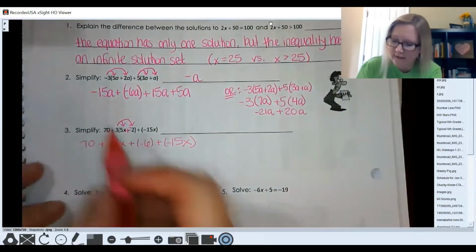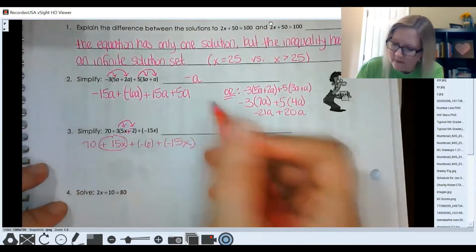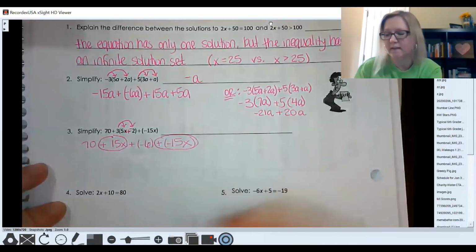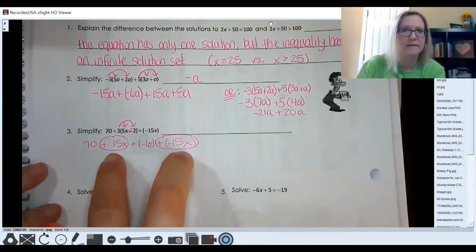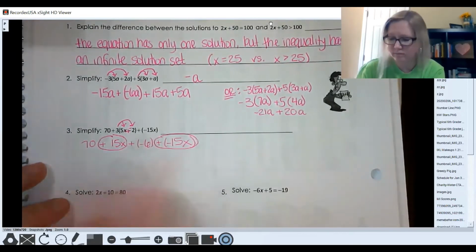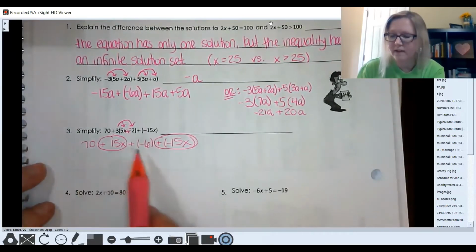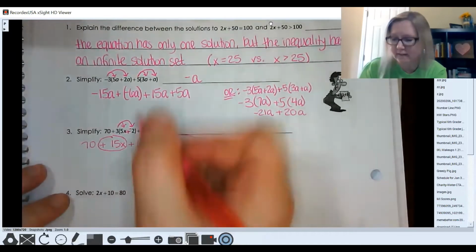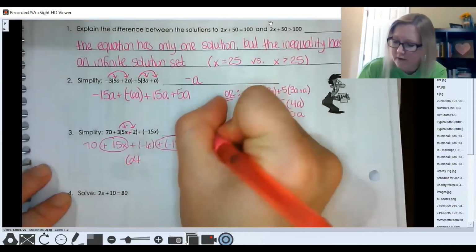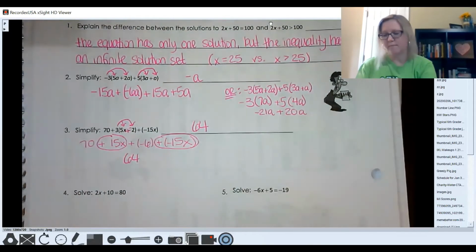All right, in this case, I have 15x plus -15x. Well, those are opposites. That makes a zero pair, so those cancel out. I have 70 plus -6, and that's going to give me 64. So my solution on 3 is 64.